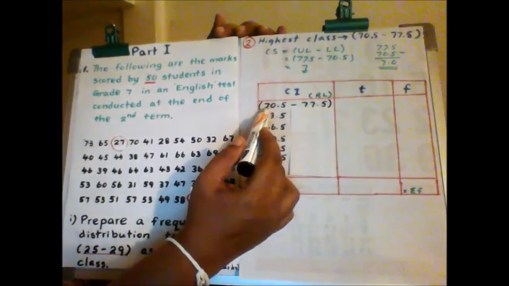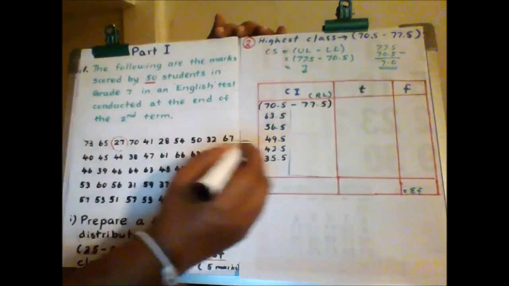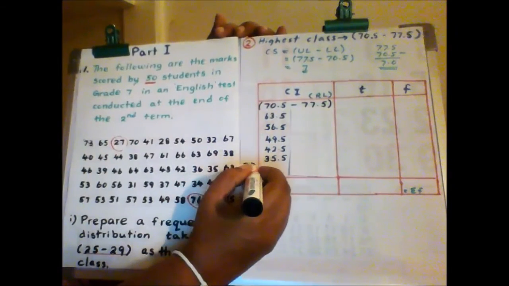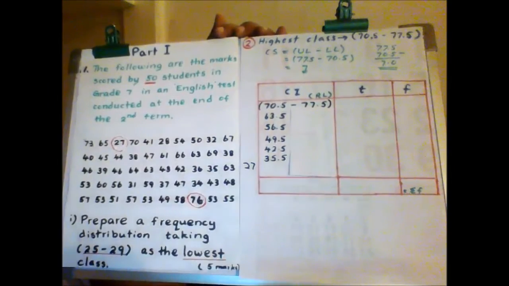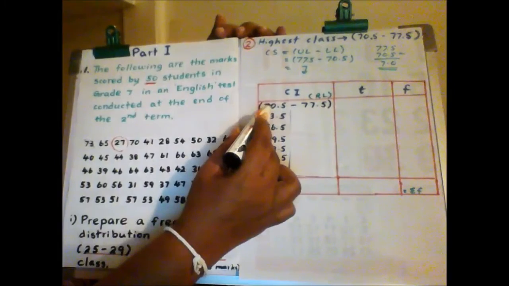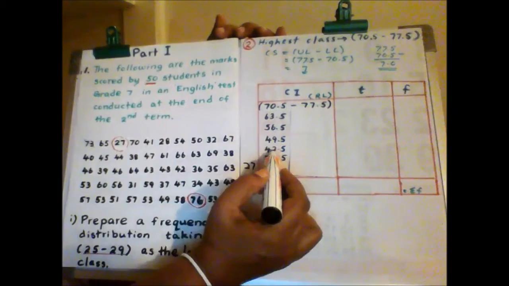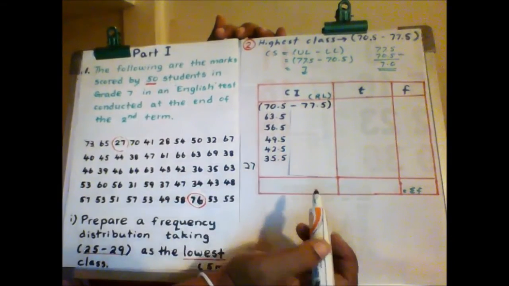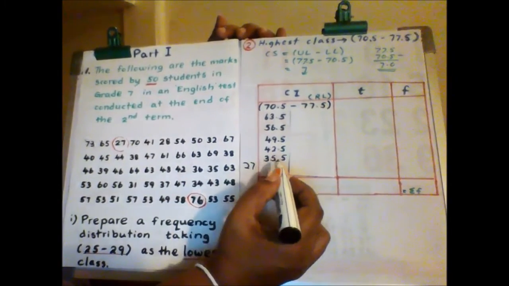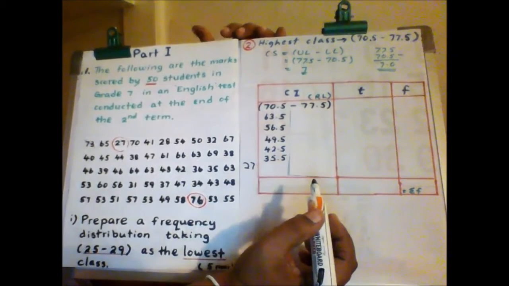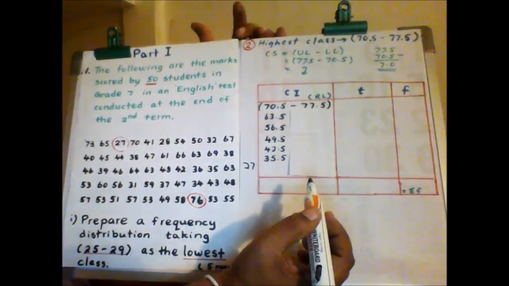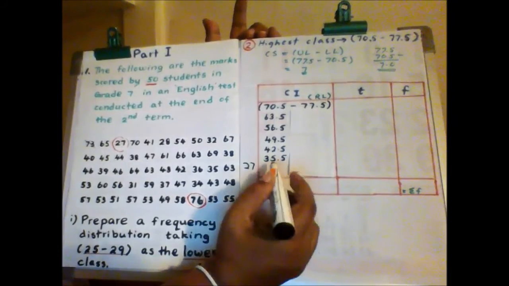So now what's the lowest value? 27. You can write 27 somewhere here, right? Then you know when to stop. Then deduct 7 from this 70, you'll get 63, 56, 49, 42, 35, right? Then we'll count from 35, 34, 33, 32, 31, 30, 29, 28, right? 28.5.